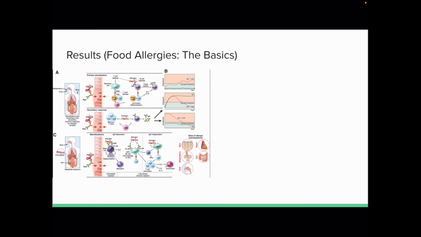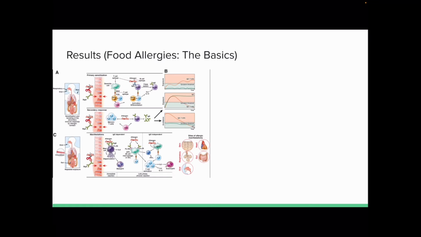Right, so this image from one of the sources shows the primary exposure response, the secondary exposure response, and the process of the different manifestations that you can have. Now on the bottom right, you can see the sites of the different allergic manifestations, such as the skin, respiratory tract, the mouth, the heart, and the gut. The top right shows the levels of the different immunoglobulins in the system, namely IgG and IgE.